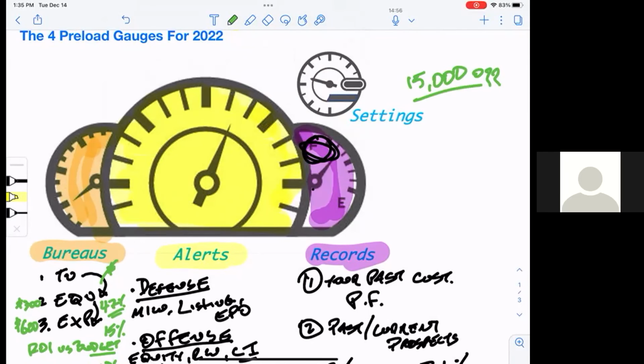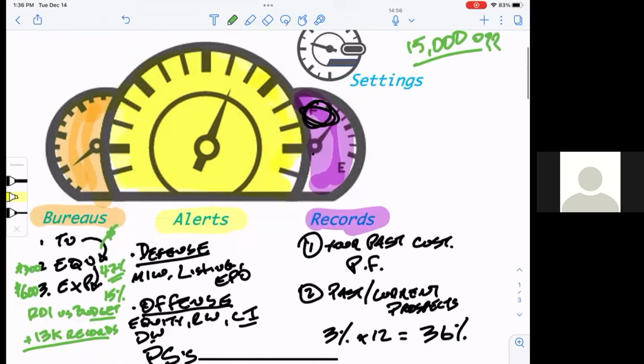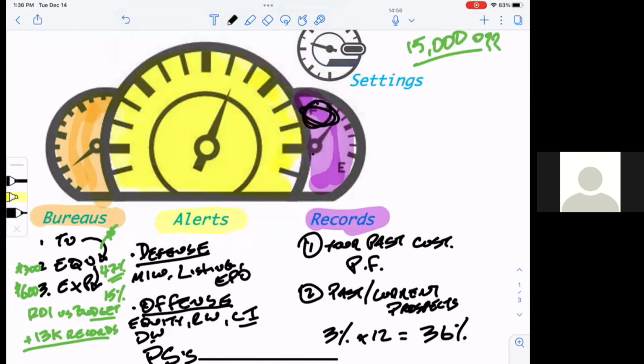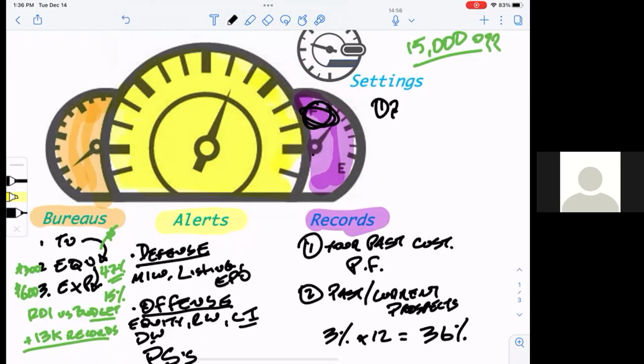So the main areas that you're going to be able to make alert settings and adjustments to, number one is going to be the rate.